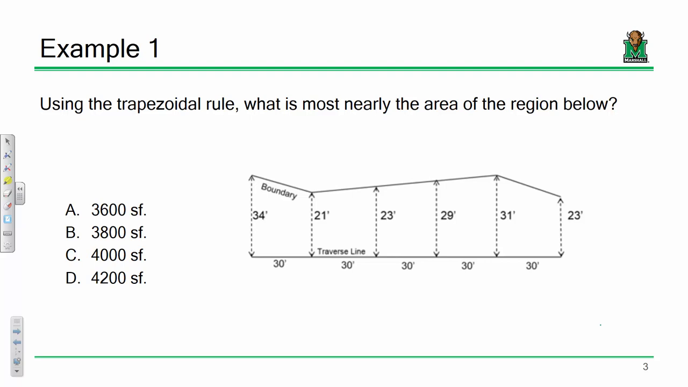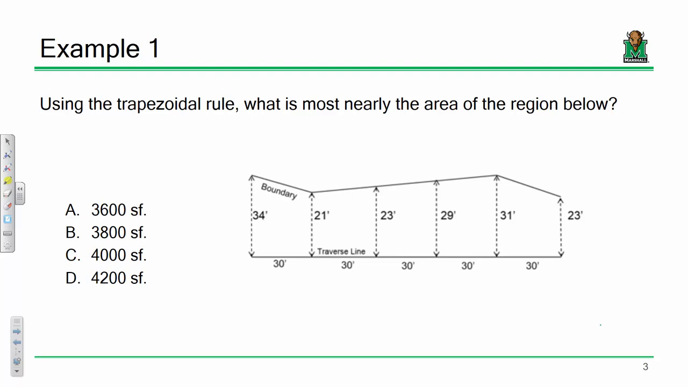Now, what I have here is a region. On the horizontal direction, basically these are lots, if you will, and they're split up in 30-foot segments on the bottom, and then the property boundary sort of zigzags all over the place, and so we have 34-foot, 21, 23, 29, and so what's the area of this region?